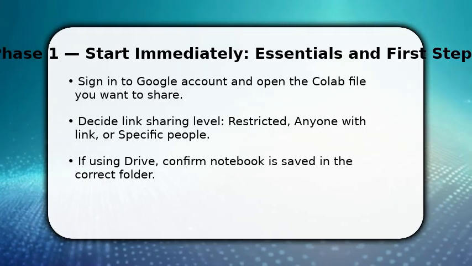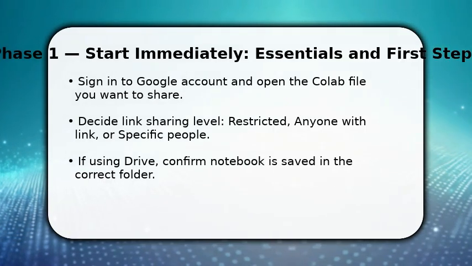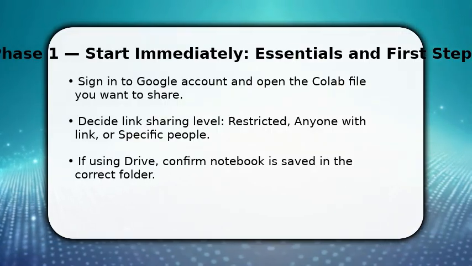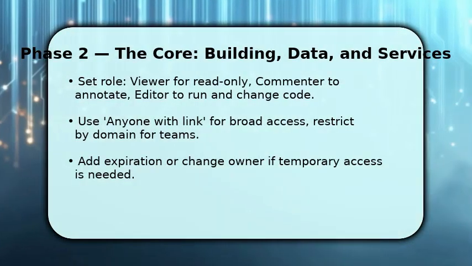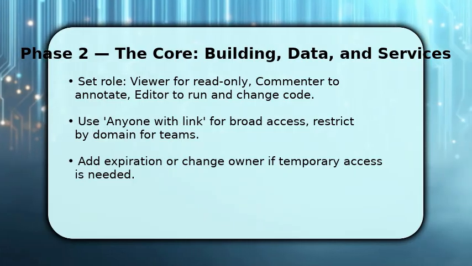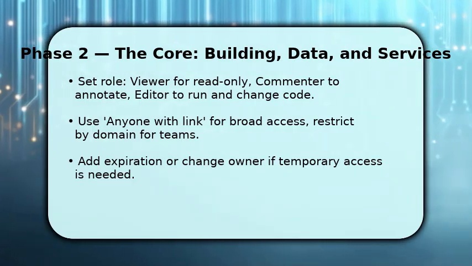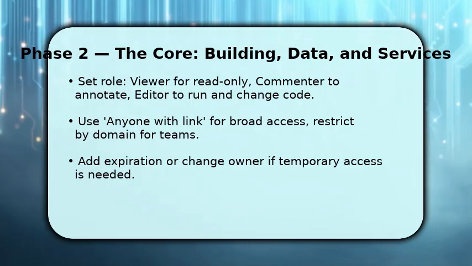Once done, set role levels: viewer, commenter, or editor. Make sure to think about execution access separately, since runtime access differs from file permissions. Now refine who can do what. Add individual emails to grant precise control, or switch to anyone with link for broader reach. Remember that anyone with link means any holder can access, so limit role accordingly.